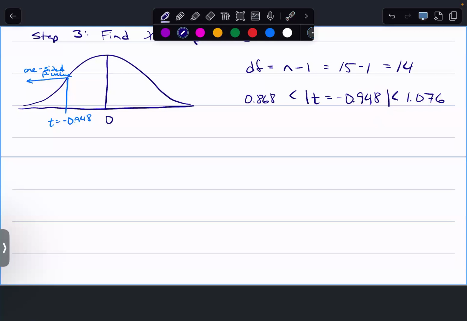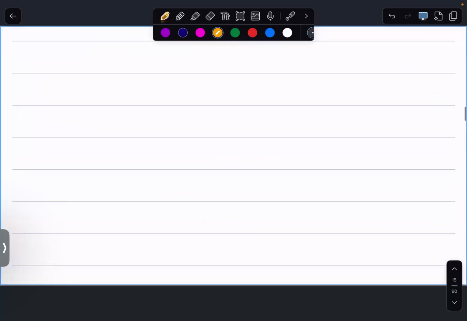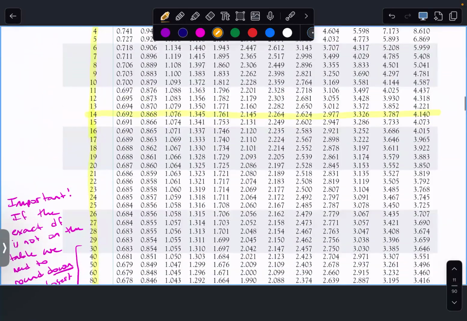But what does that mean? That translates onto our little graph here, which you don't need to do, but I think it's nice. Negative 1.076 and negative 0.868. The table tells me that that area is somewhere between two values, right? So now if we trace down, oh, I shouldn't. Scroll all the way up. Okay. So I was between these two values.